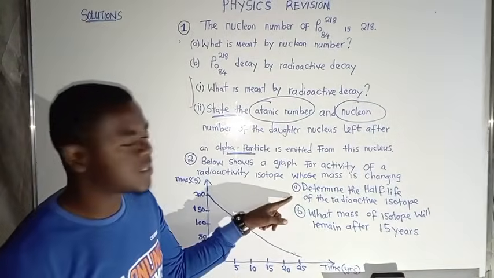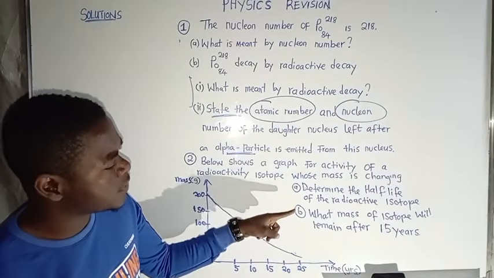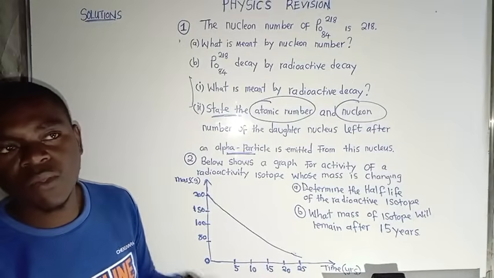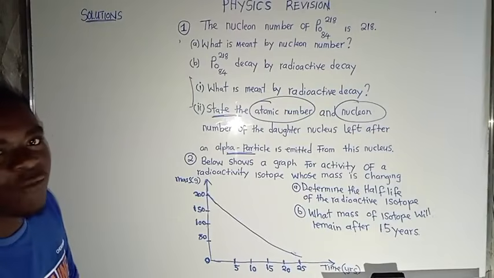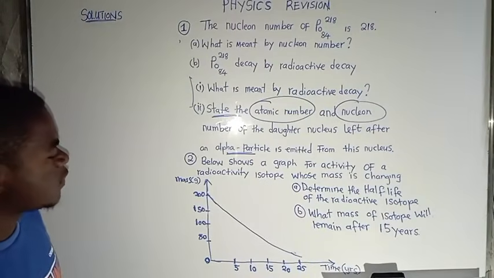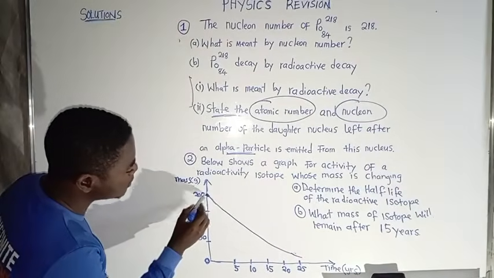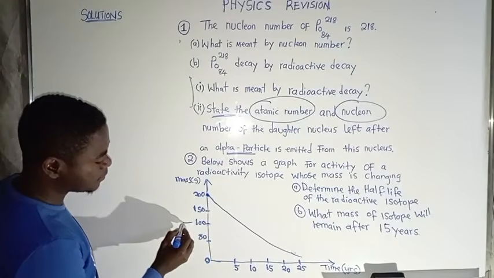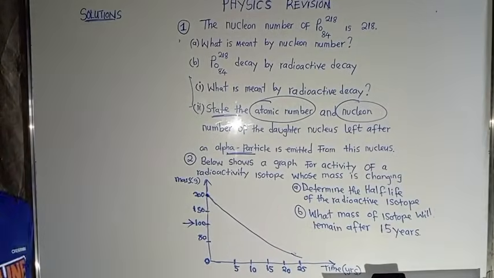In this particular question, the question is saying, determine the half-life of the radioactive isotope. How can you determine the half-life? You determine the time taken for it to decay by half of its present mass. Where is it starting from? It is starting at 200. So what is half of 200? 100, which is there. So our concentration should be on this particular part.